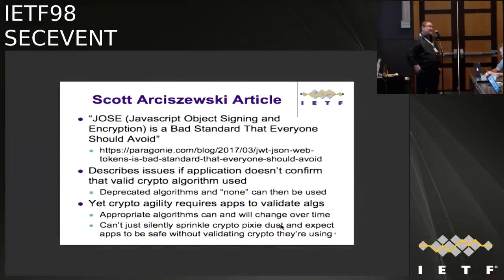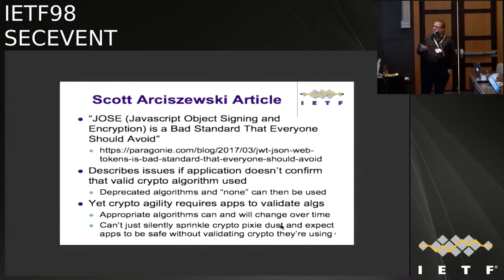But in the same way, and this was widely discussed in the working groups at the time, you have to verify that you're not using an algorithm that's known to be compromised or deprecated. And so crypto agility means that there always will be this moving target, and applications are going to have to be aware of the crypto that they're using, or they will end up being insecure.